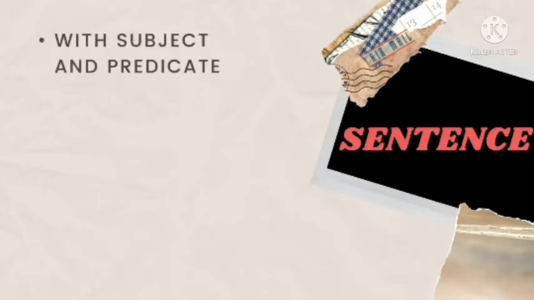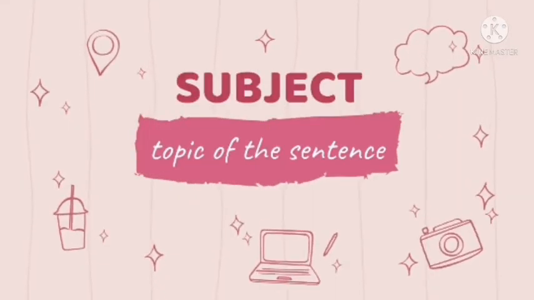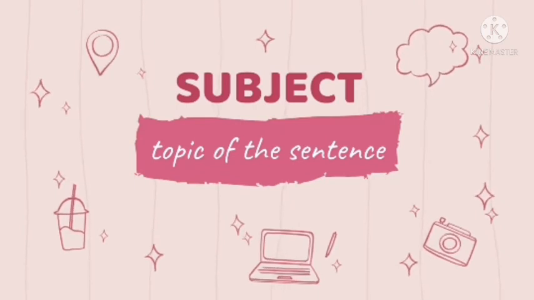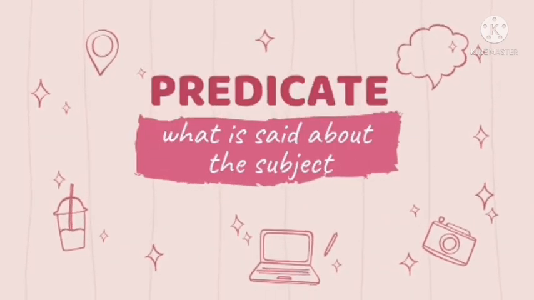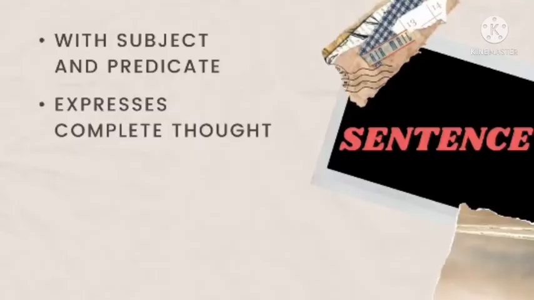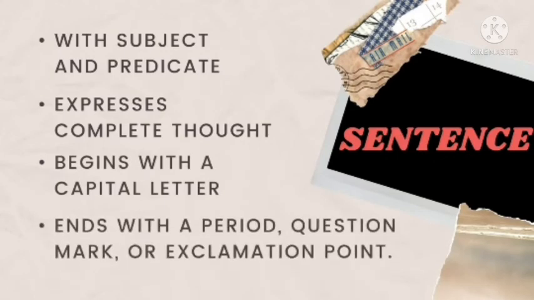A sentence is a set of words that contains a subject and the predicate. Subject is the topic of the sentence, and predicate is what is said about the subject. It expresses a complete thought and begins with a capital letter and ends with a full stop or a period, a question mark, or an exclamation point.